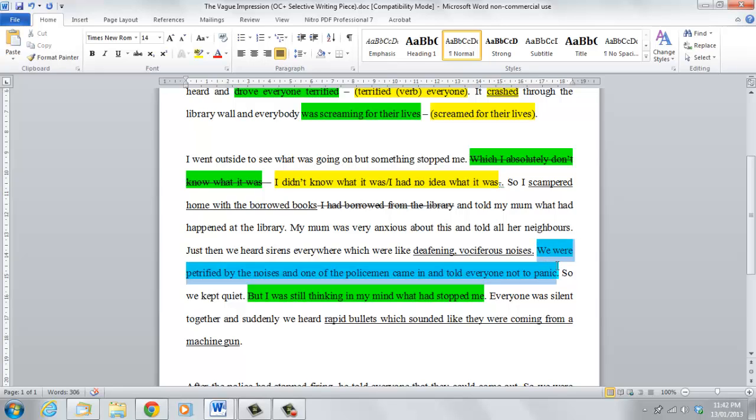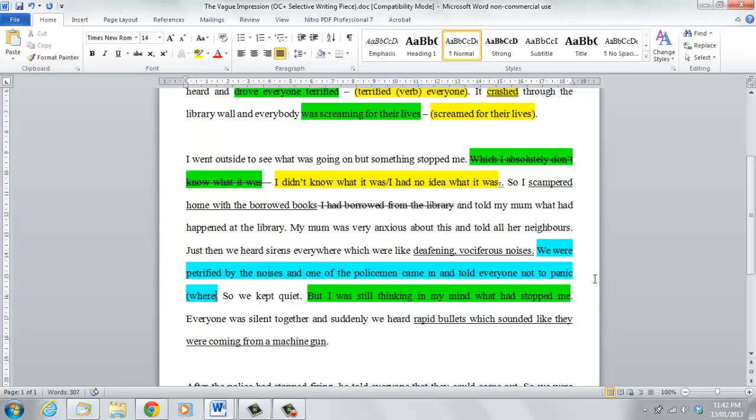This section here could be revised. We were petrified. The reason why is it is a bit confusing. It says here, we were petrified by the noises, okay, because the sirens were everywhere, and one of the policemen came in and told everyone not to panic. Where did he come in? That's what I'm confused about.